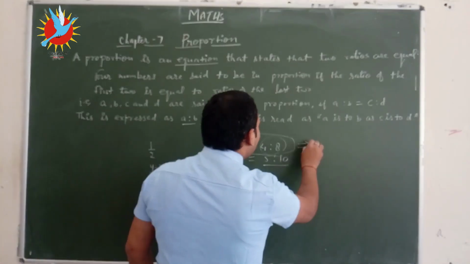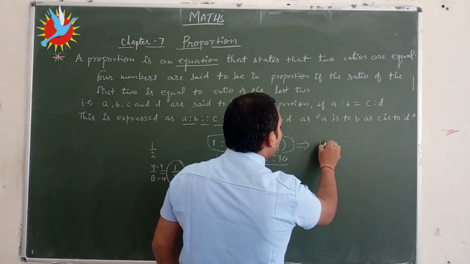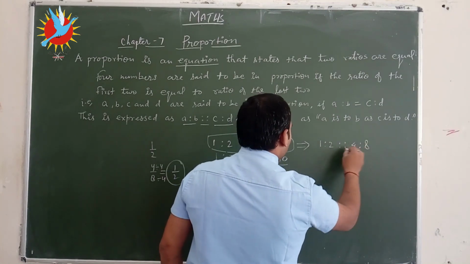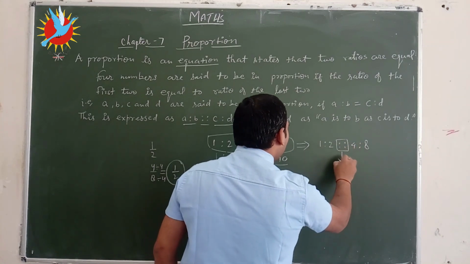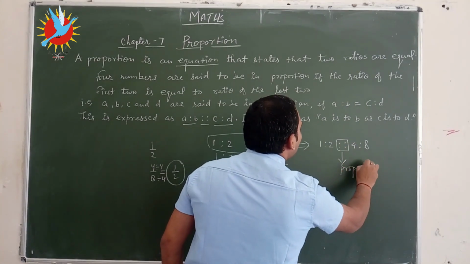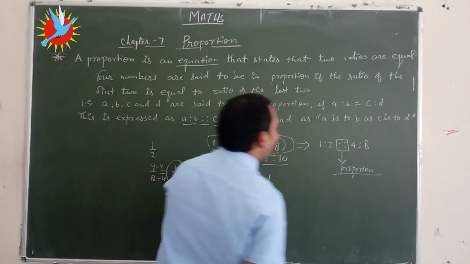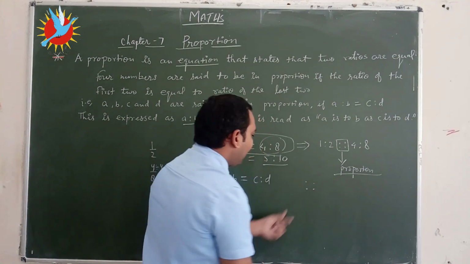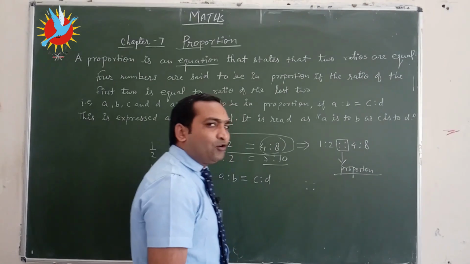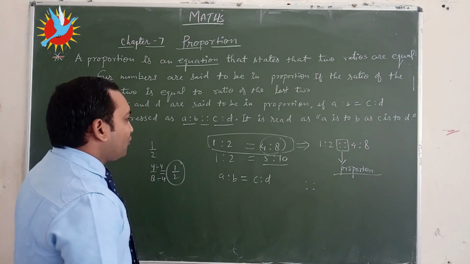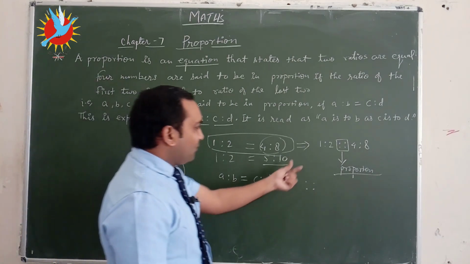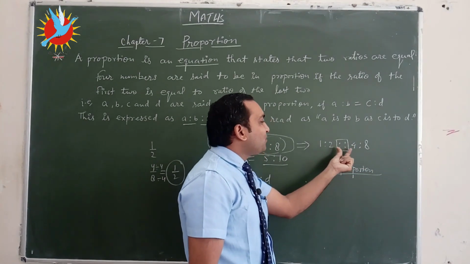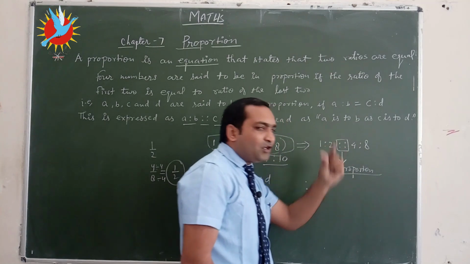So we can write in proportion form 1:2 as 4:8. This is the sign of proportion: two pairs of dots which are parallel to each other. So how can we check whether 1:2 is in proportion with 4:8?